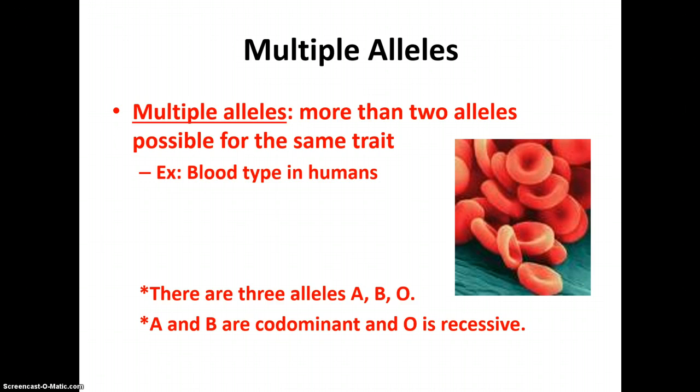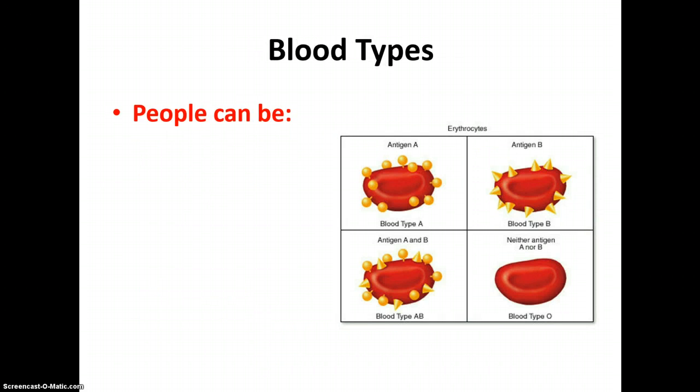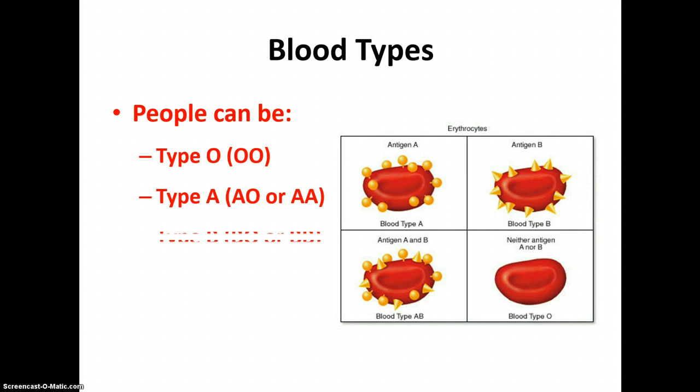That's why it's called multiple alleles, because there's more than just two versions. A and B are going to be codominant, and O is going to be recessive. All right, so blood types, people can be O, A, or B.